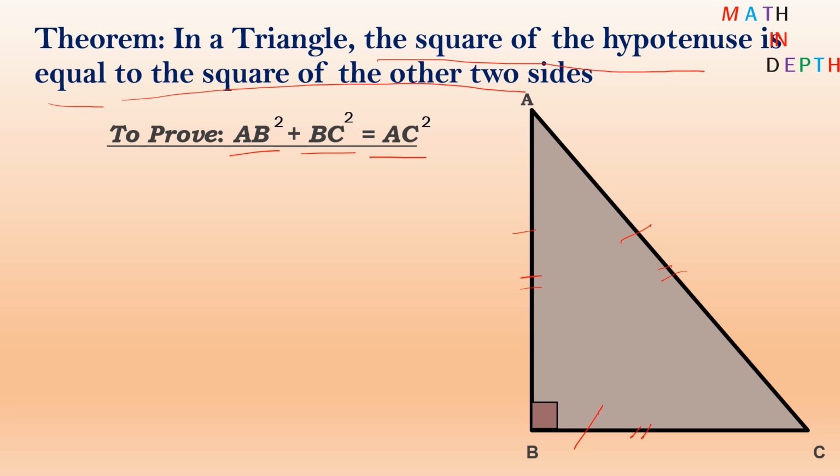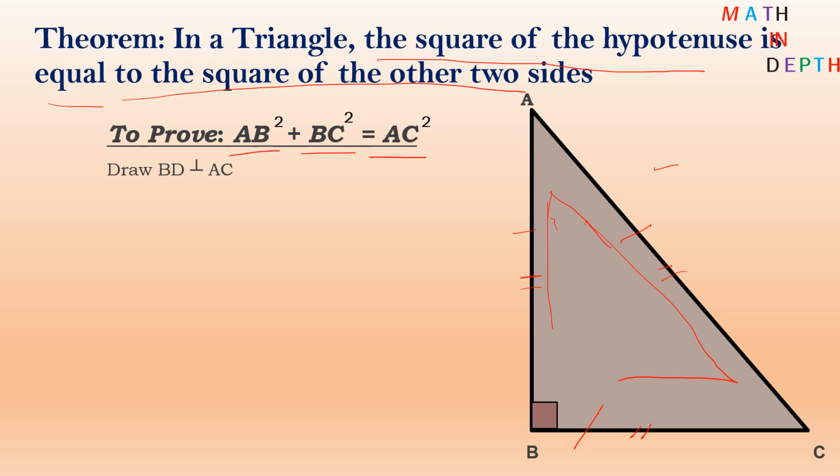Okay. So how are we going to prove this? Can we do some construction on this triangle? Yes, we'll do some construction on this triangle and then we will try to prove this theorem. So what kind of construction can we do here? Let's draw a perpendicular line BD to AC.